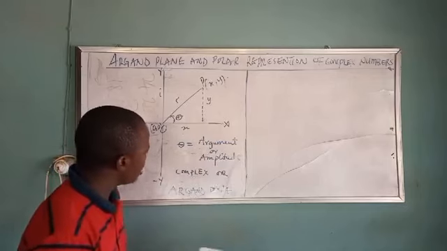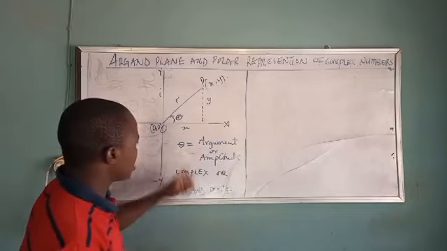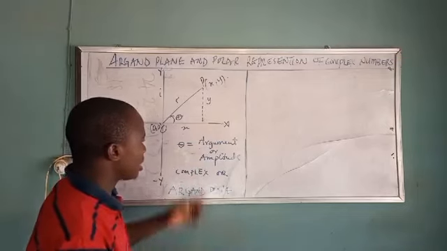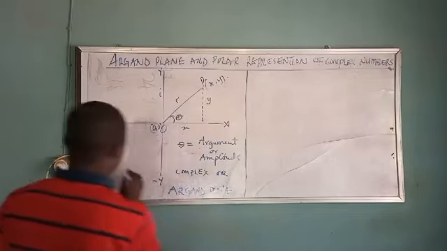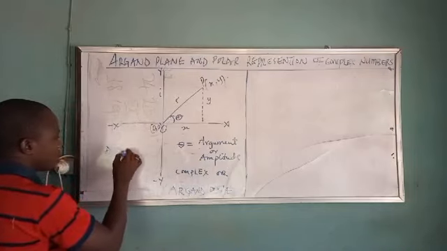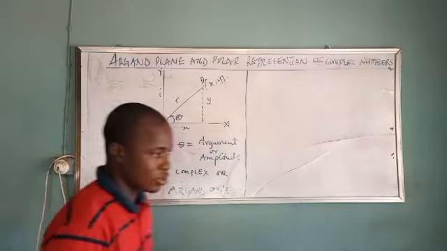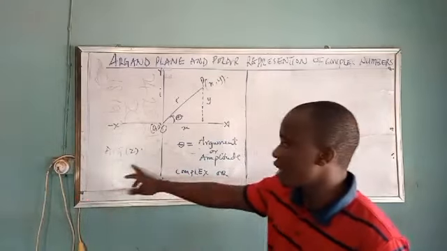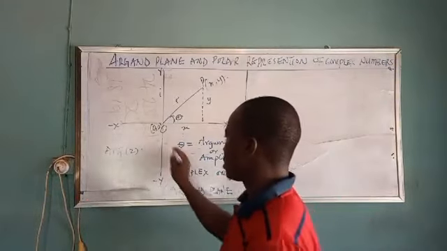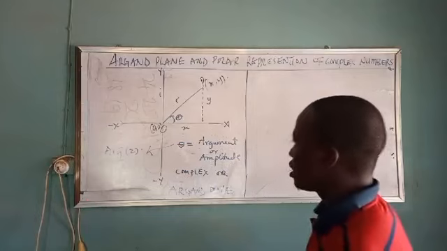This theta is our argument, and we write it as arg z. You understand? Arg z is that theta, this theta here. Are you getting it now?